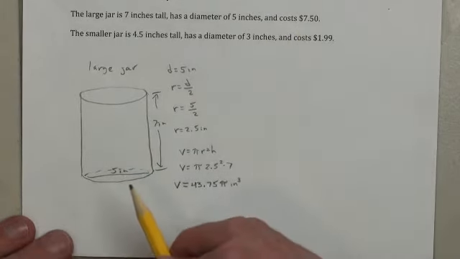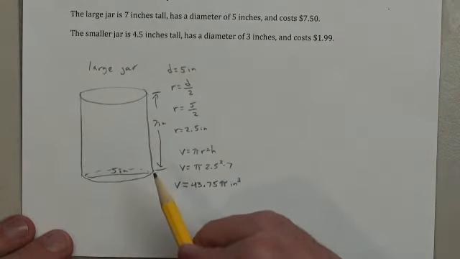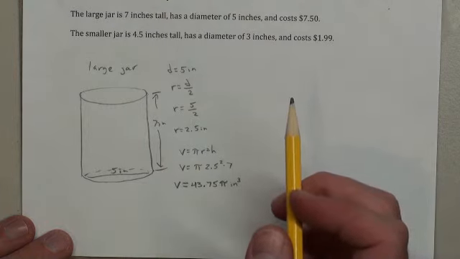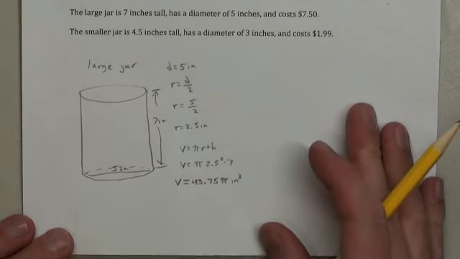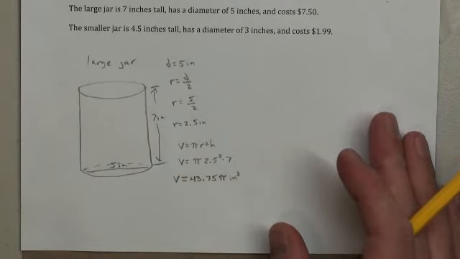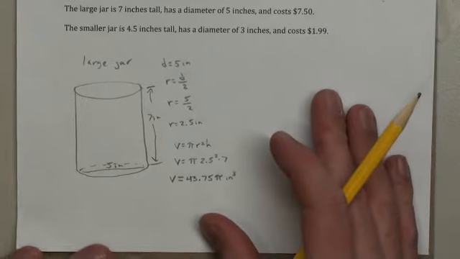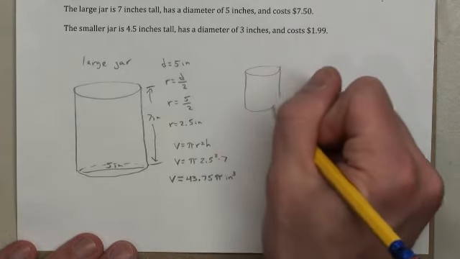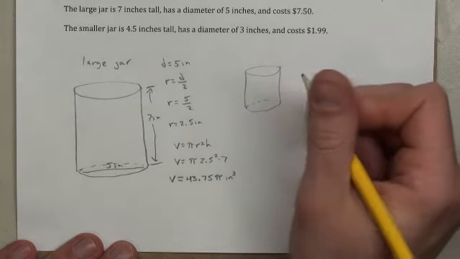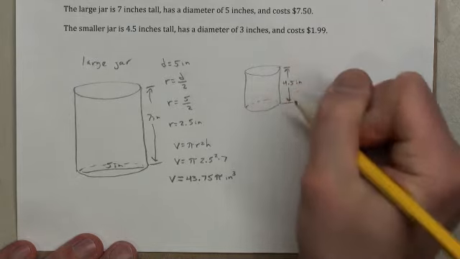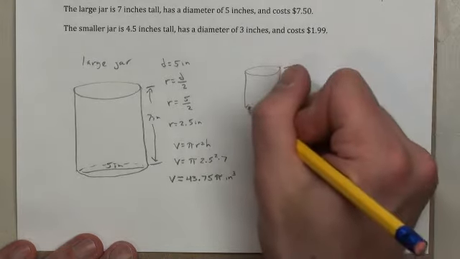Okay, so let's figure how much you get for 1 cent, right? Well, let's figure out the other one first, then we'll worry about the price. So we have a smaller jar, right? And it's 4.5 inches tall, and it has a diameter of 3 inches.